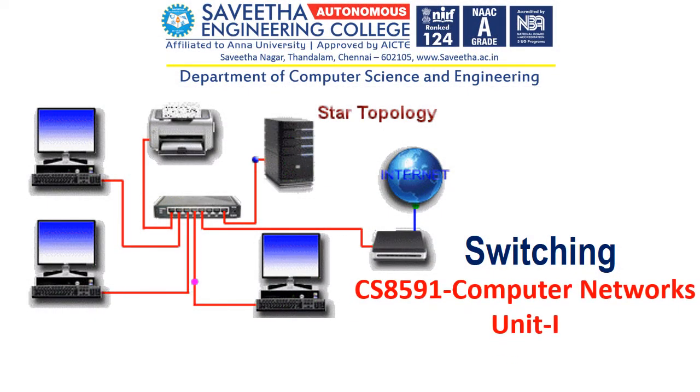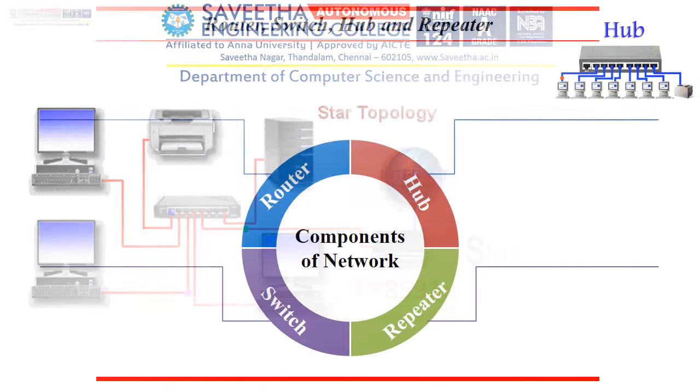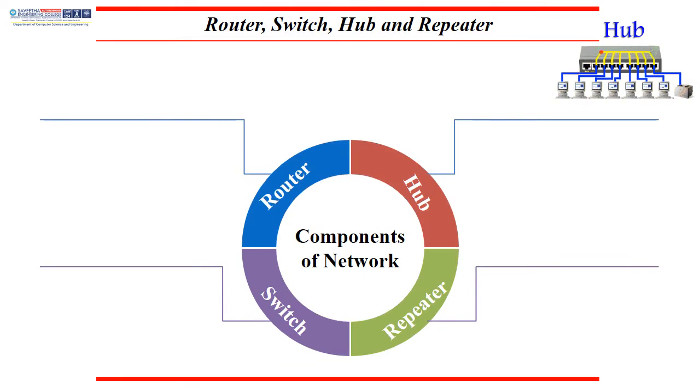Hello students, in this video we will be seeing the topic switching from Unit 1. Before proceeding with the concept of switching, we have to know some basic parameters of networks, which includes router, switch, hub and repeaters. These devices will be repeatedly used in this subject.